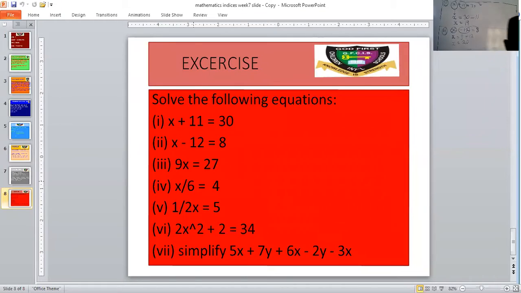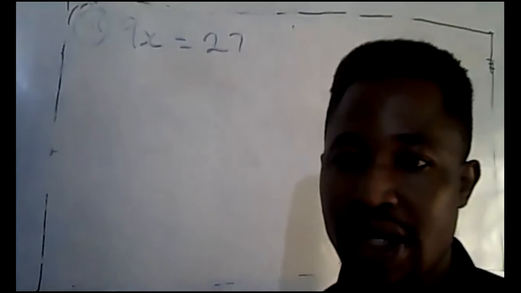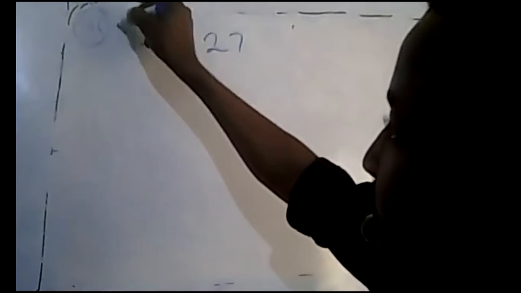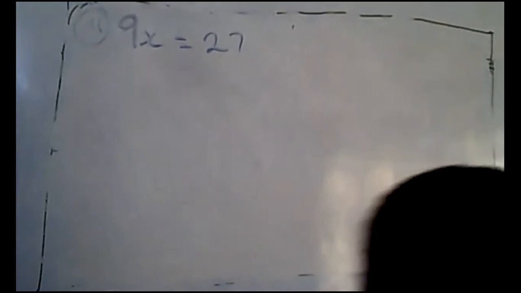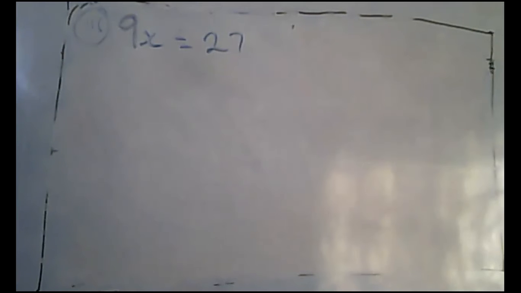9x equals 27. That's also simple as well. Very simple. Let's see how that is done. Example 3, you have 9x equals 27. How do we do this? Wait and find out how this is done. 9x equals 27. How do you do this?